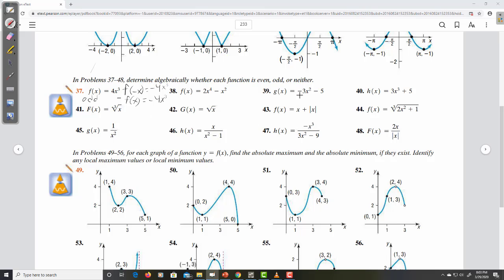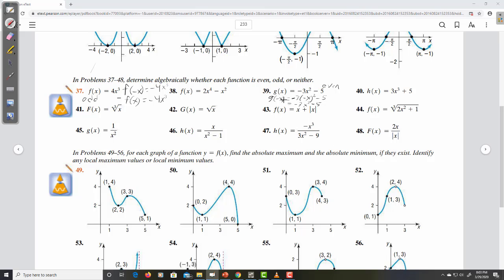How about this? Well, g of negative x. It's negative 3 times negative x squared minus 5. Order of operations, you square the negative, it becomes positive, but then it gets multiplied by negative 3. Negative 3x squared minus 5. There we go. The exact same as the original function, so this is even.